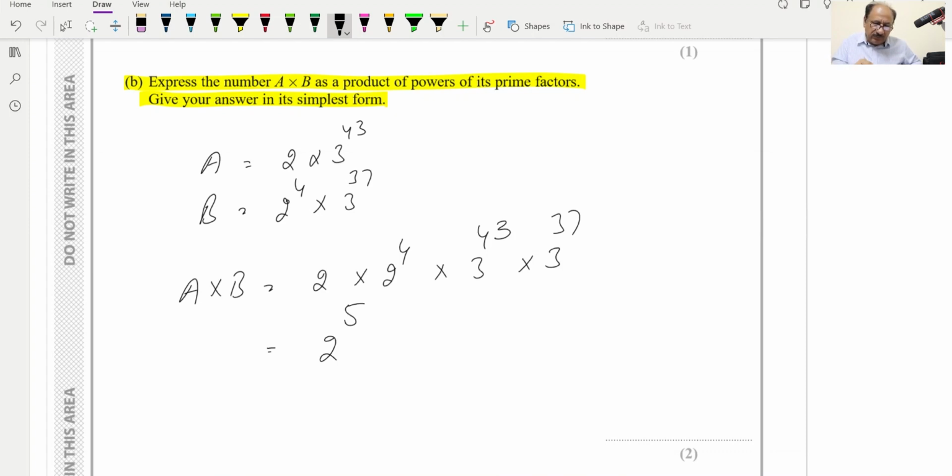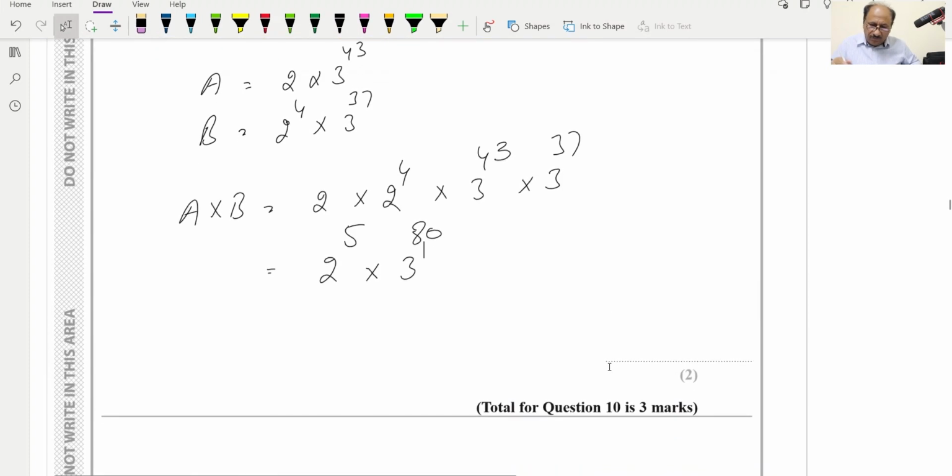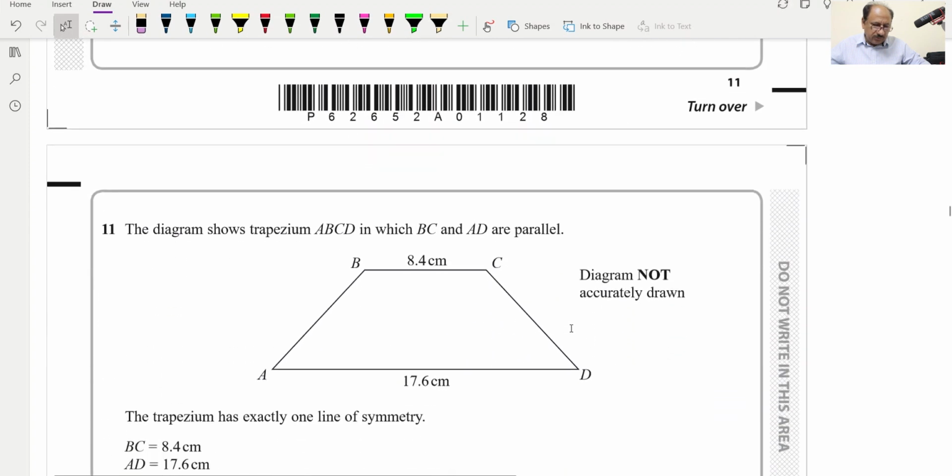When bases are same, their powers will be added, so this will be multiplied by 3 raised to 43 plus 37, which will be 80. So this one will be our final answer. We can provide over here 3 raised to 80. This will be the final answer. Hopefully you understood this question.